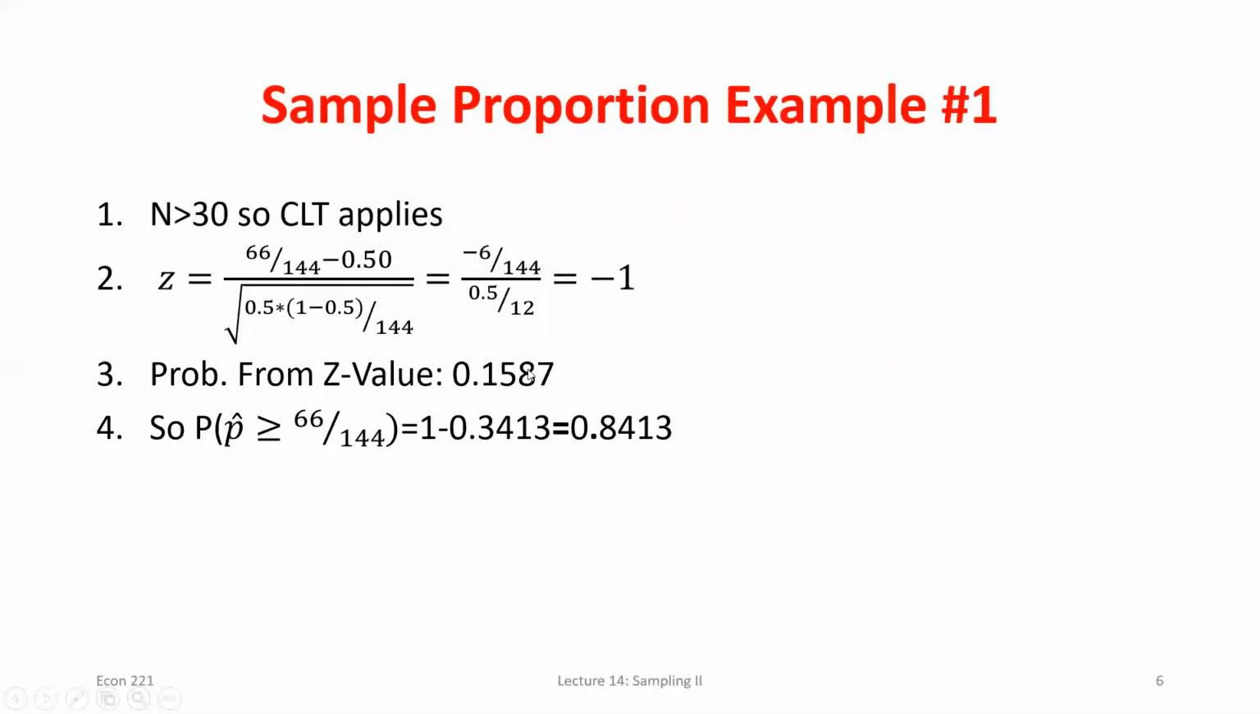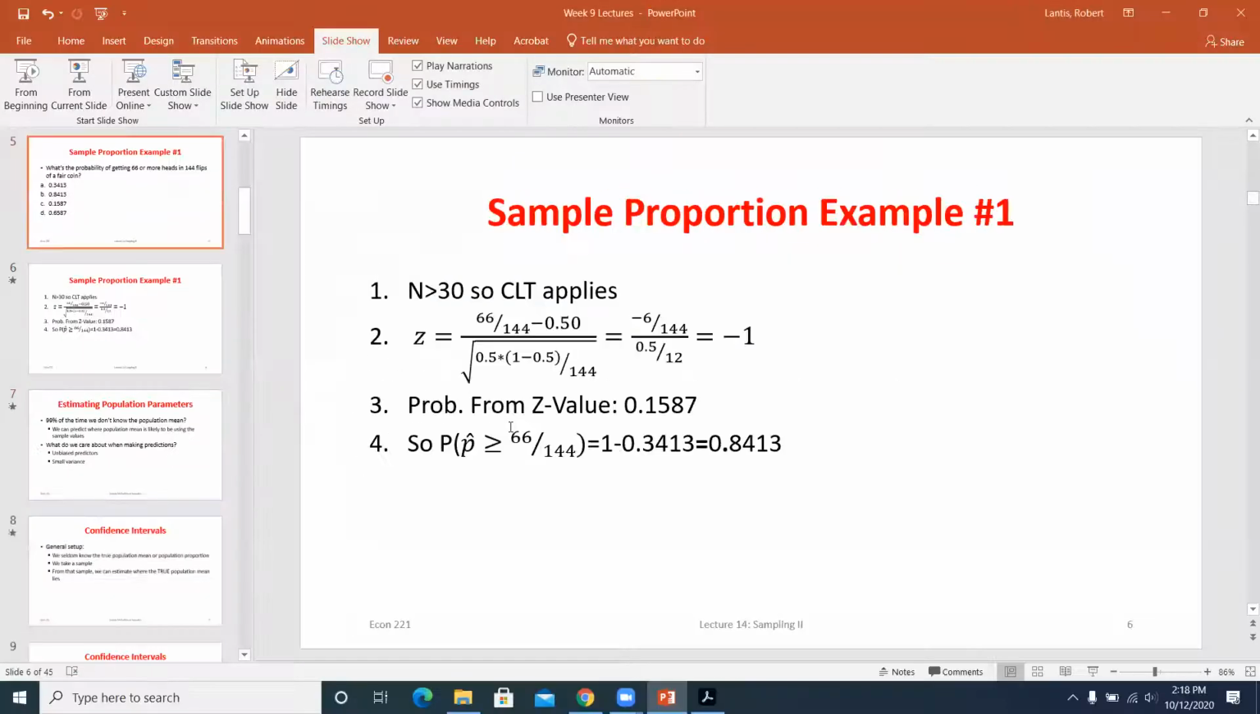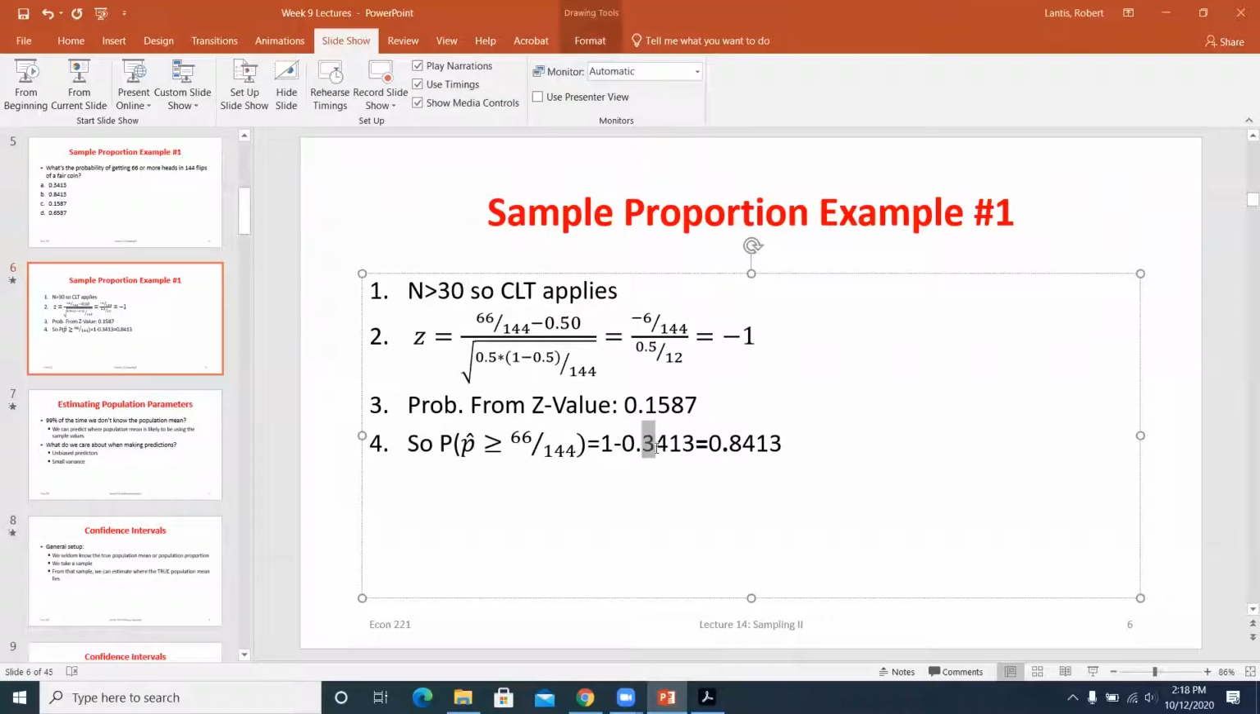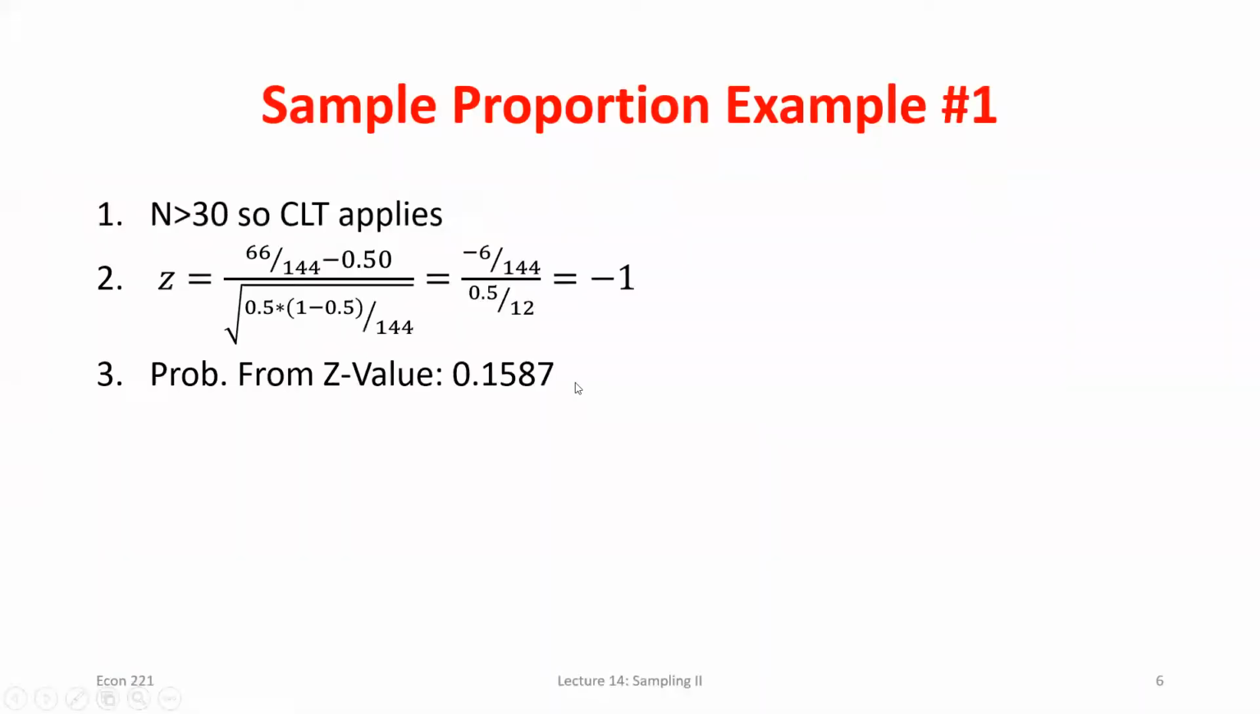Once we find that 0.1587, oops. Once again, I don't know why. Small typo here. I just want to make sure I fix these so I can upload these to make sure that everything looks good. Okay.